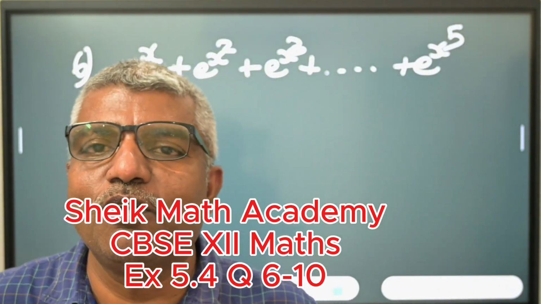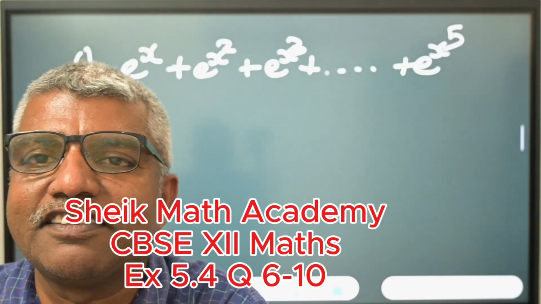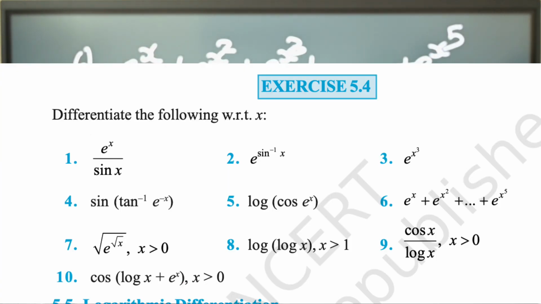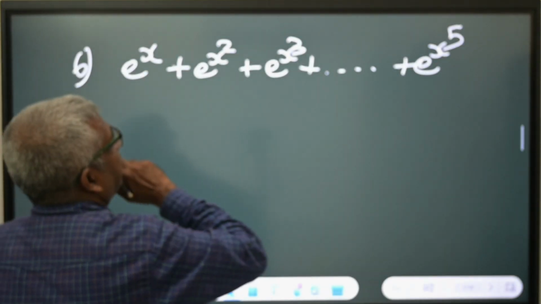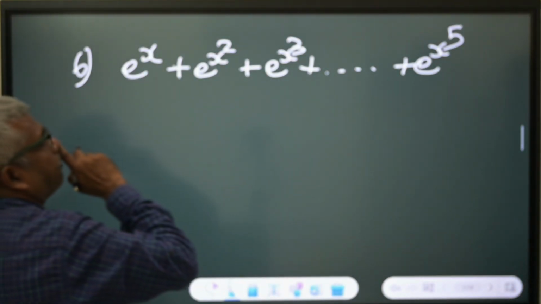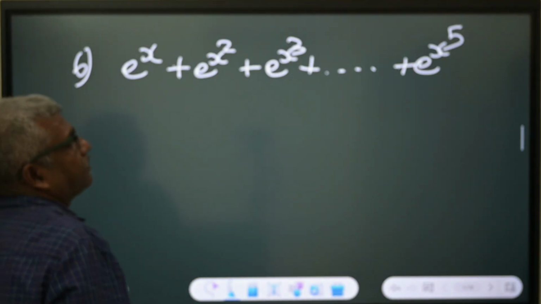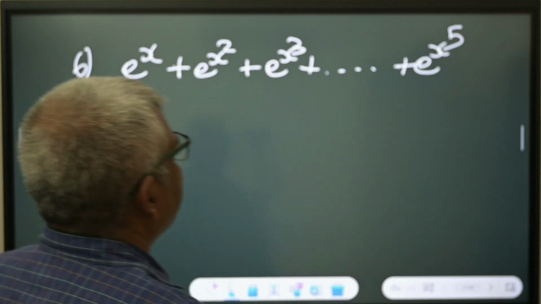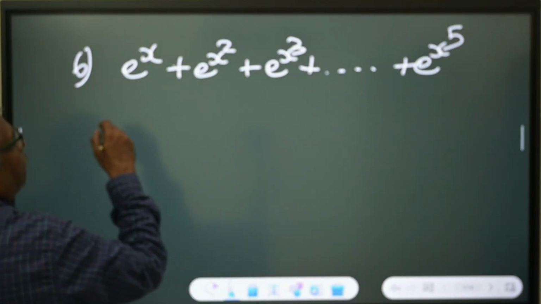In this lesson, we are going to see CBSE Grade 12 Maths, exercise 5.4, question number 6 to 10. Question number 6: e power x plus e power x squared plus e power x cube plus e power x power 5. It is nothing but, in between, e power x power 4.